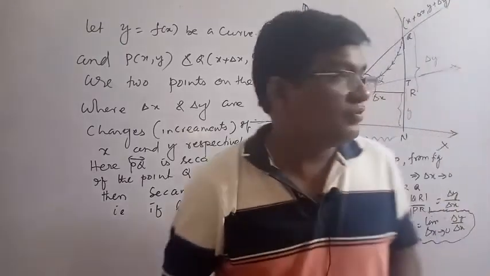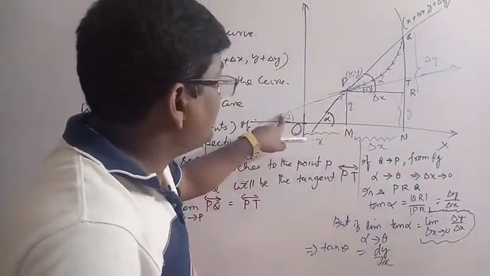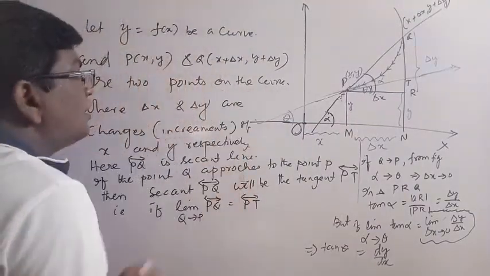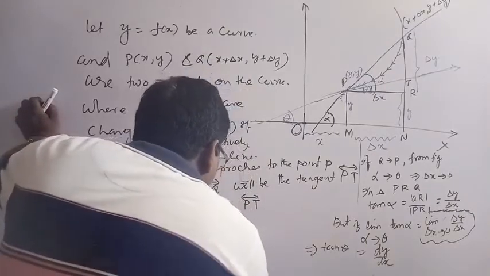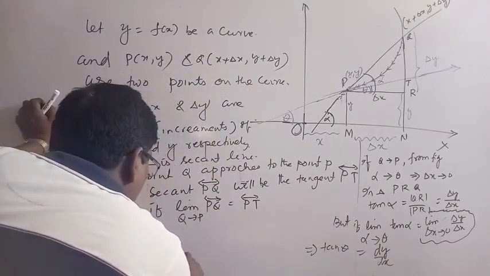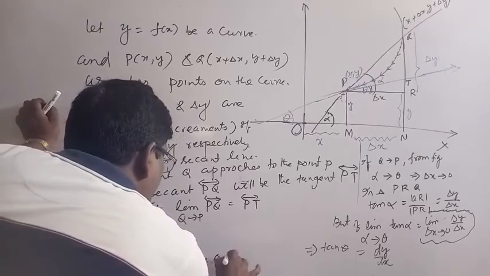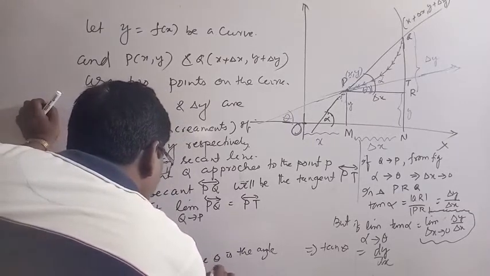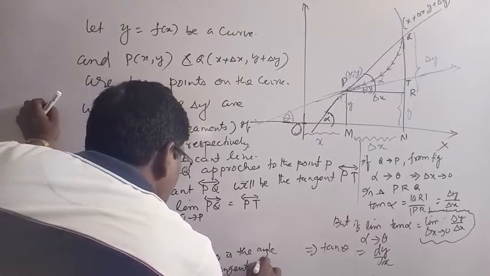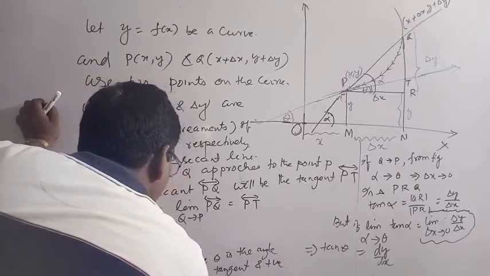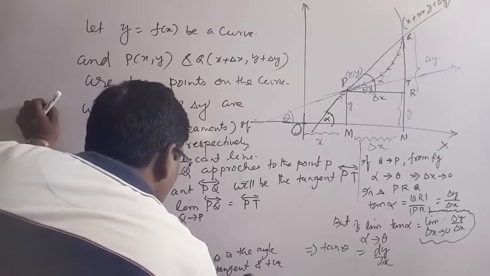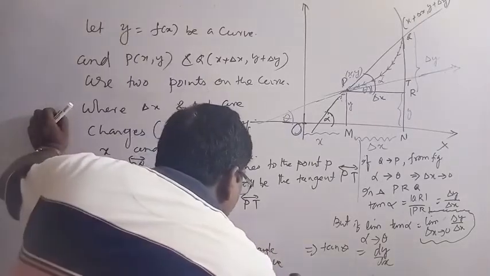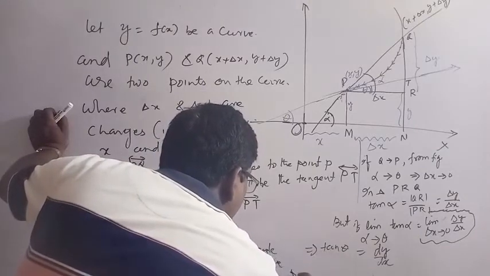And what is tan theta? Because theta is the angle between the tangent and the x-axis. Since theta is the angle between the tangent and the positive direction of the x-axis, that implies the slope of the tangent.